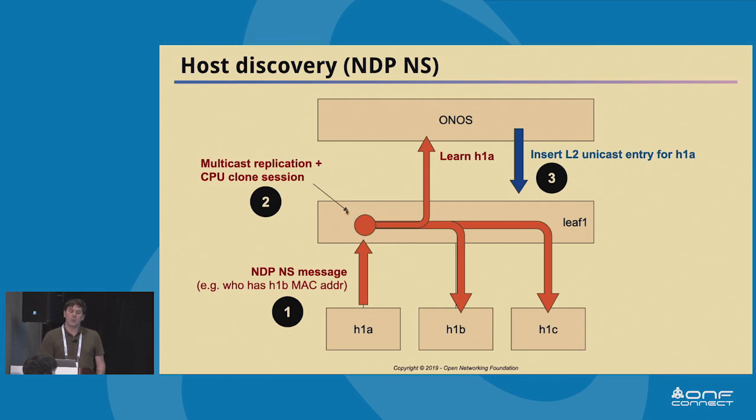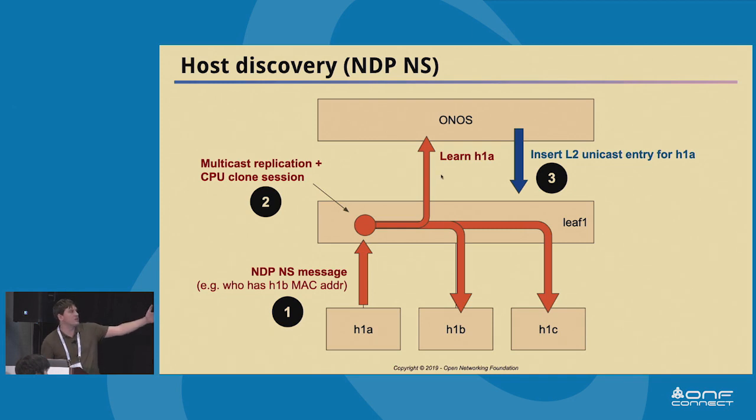The switch at this point is already programmed by ONOS to use multicast replication to replicate the NDP NS request out of the other host-facing ports. But we also use a so-called CPU clone session to send this packet to ONOS as a packet-in. So if you went through the P4 program in the first exercise, you should already be able to correlate these different steps to different tables in the pipeline.